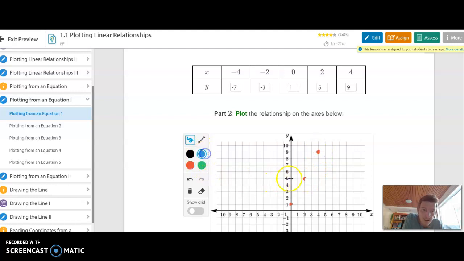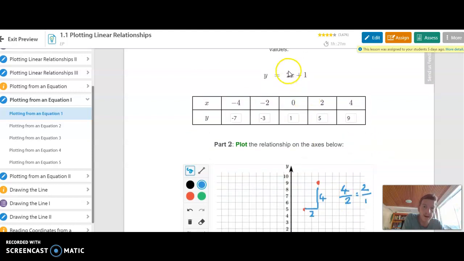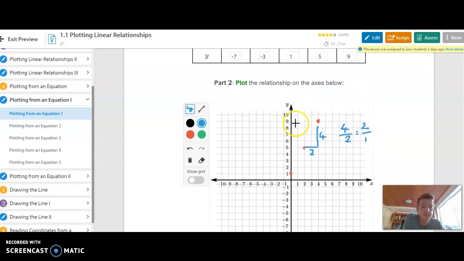Cool. And I can see that my gradient is I go across 2 and I'm going up 4. So that means my rise is 4. So my gradient is 4 over 2, which is the same as 2 over 1, which equals 2, which is what we had in our equation.